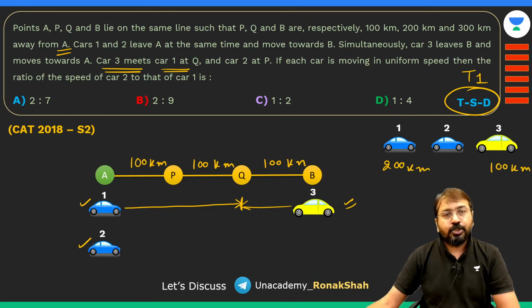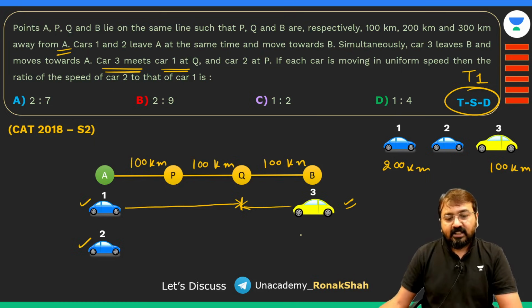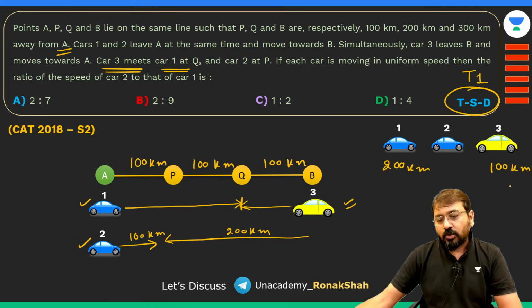So we got the ratio of the speeds, or in the same time, how much distance will these two cars travel? That's nothing but the ratio of speeds. Similarly, car 3 meets car 2 at point P. That means car 3 has traveled this 200 kilometer distance, and in the meantime car 2 has traveled just 100 kilometer. So I can say when car 3 travels 200 kilometer, car 2 travels only 100 kilometer.